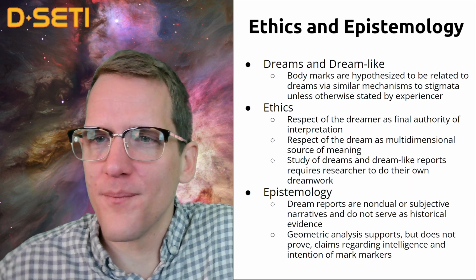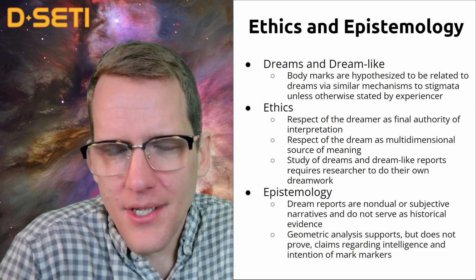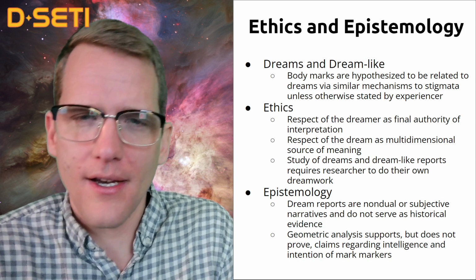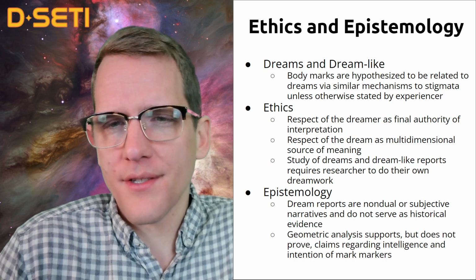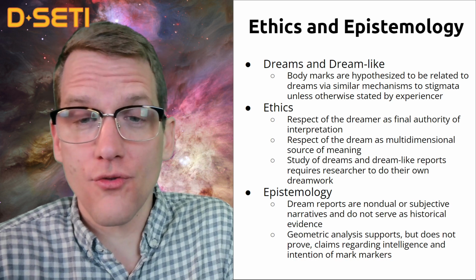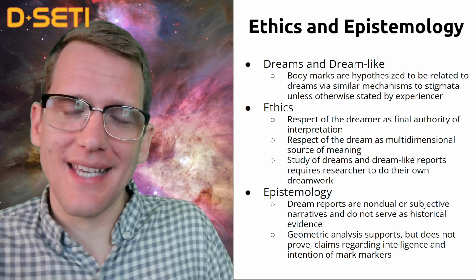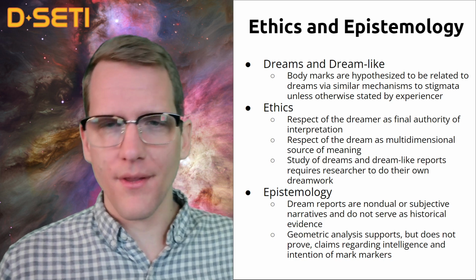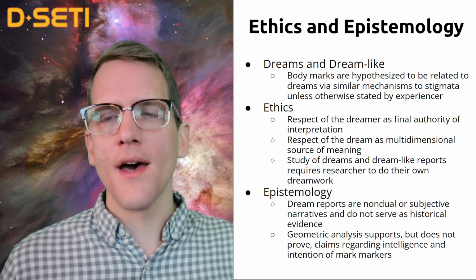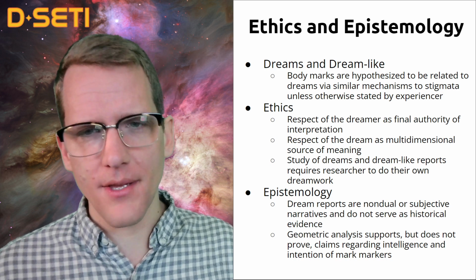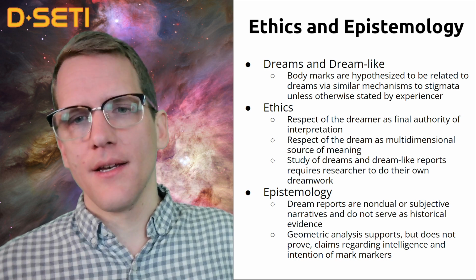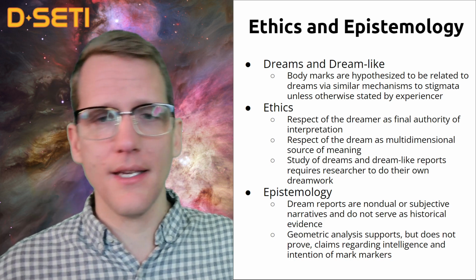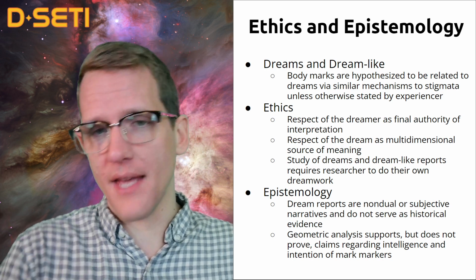So I want to talk about ethics and epistemology here. So these are dream or dreamlike experiences, not necessarily historic objective events. So the body marks, I assume, are related to dreams via similar mechanisms to stigmata, unless otherwise stated by the experiencer. There's some precedent within the dream studies literature or lore saying that this is possible. So I assume that this is something like stigmata, unless someone tells me different, unless they say, I remember in waking phase consciousness E.T. piercing my skin. I go, oh, okay, then that sounds real to me.